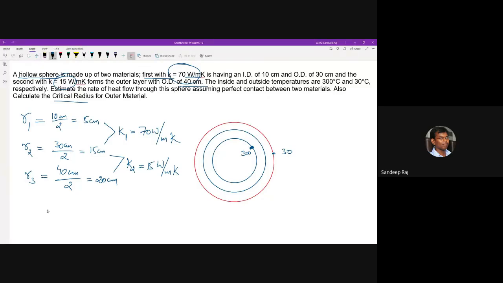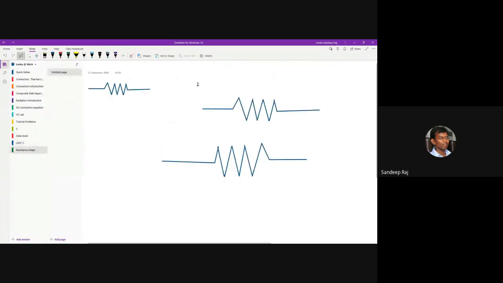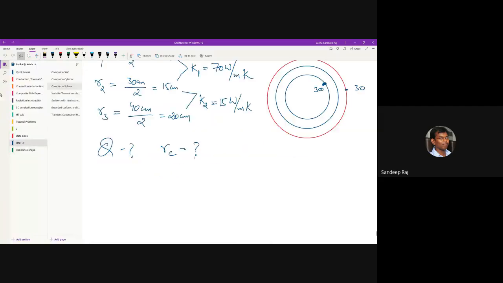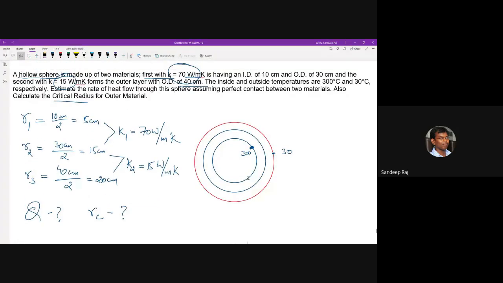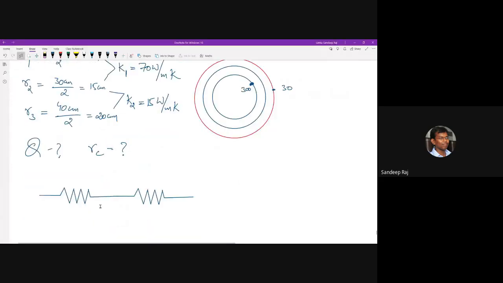Okay, so if you have to do this, Q you have to find, and R_c you have to find. That's the thing. And I have to take the resistance network here. How many resistances will you have here? Basically, you have only two resistances because only two materials are there. The temperatures are given for only two materials. So obviously, you will have two resistances here.